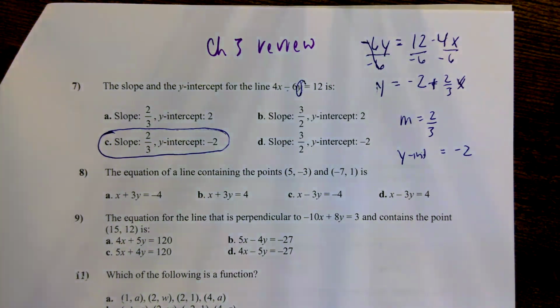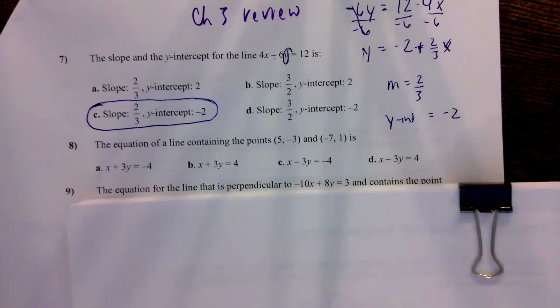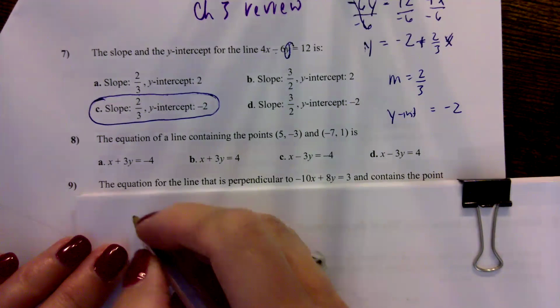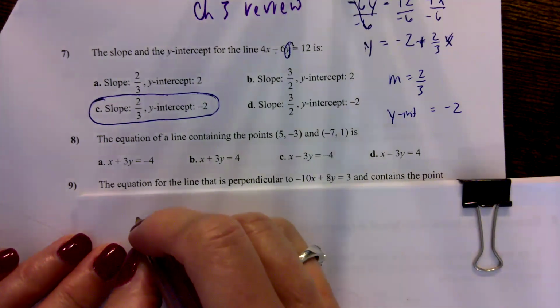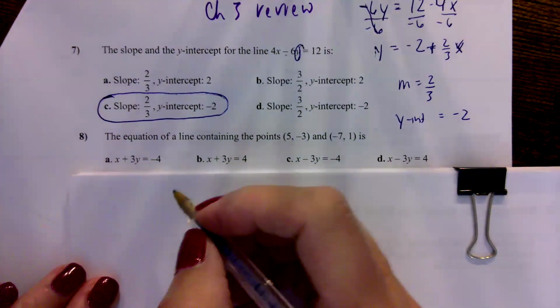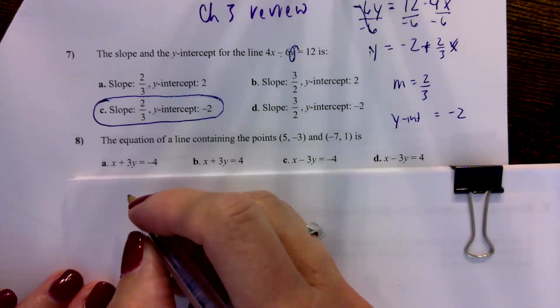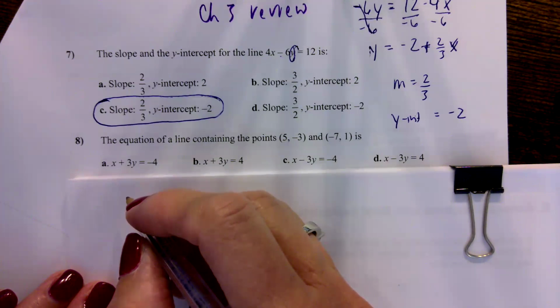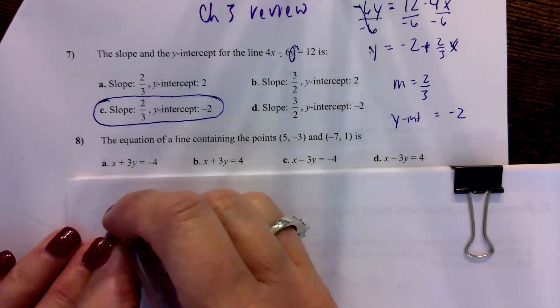Okay. So question number 8. Says the equation of a line contains 2 points, 5, -3, and -7, 1. So we're going to use those 2 points to find the equation of a line in the standard form. So the first thing we have to do is find the slope.